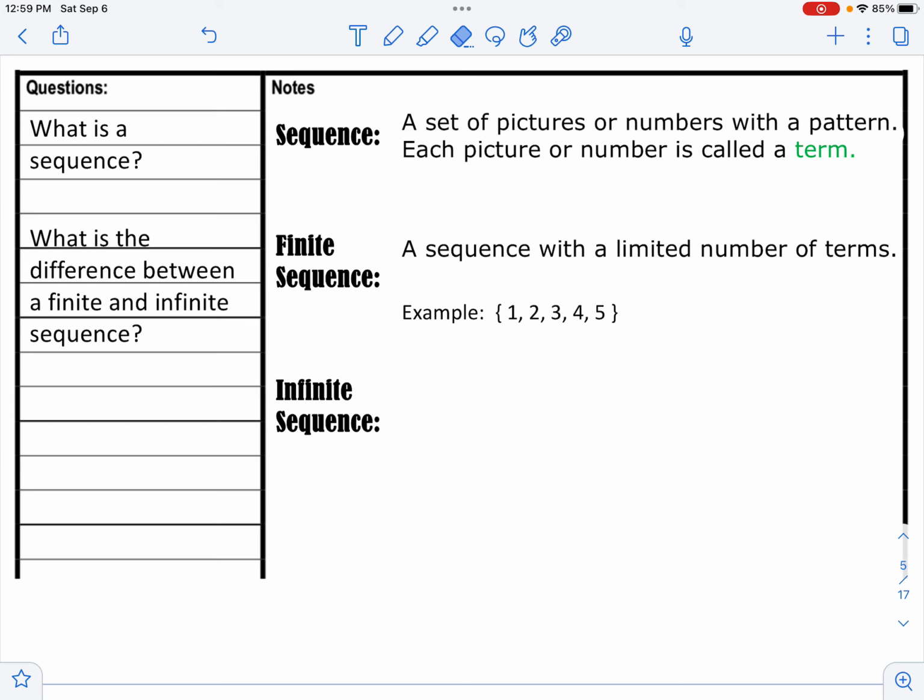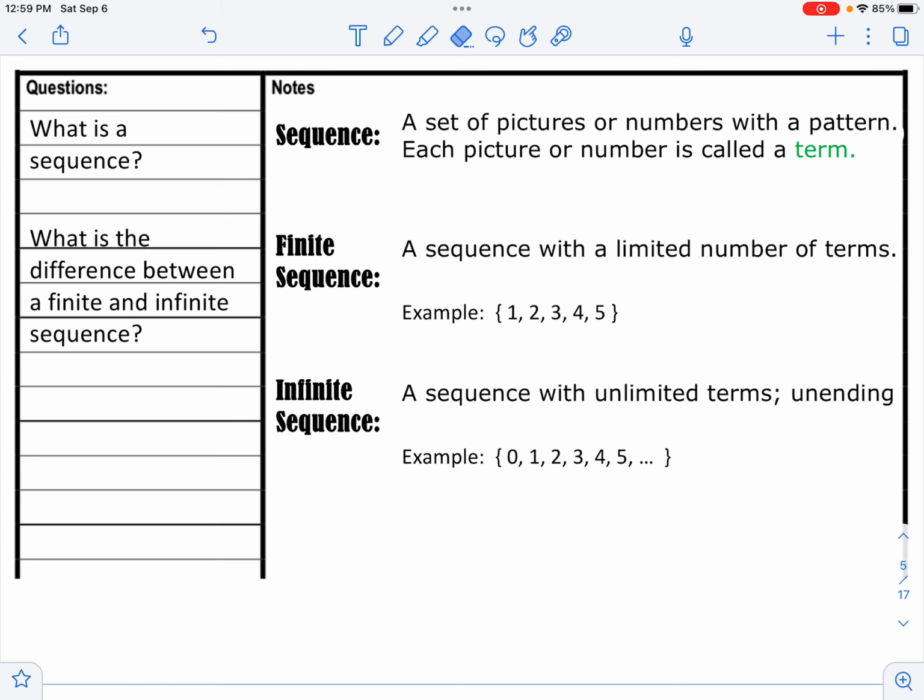An infinite sequence, though, is a sequence that does not stop. It's unending. So unlimited number of terms or unending. An example of this would be the set of whole numbers. This right here is the set of whole numbers. So 0, 1, 2, 3, 4, 5, all the way up to infinity, just keeps going. So it never ends. And you'll notice to indicate that, they'll put those three dots at the end to indicate that this continues to go. That's not here in this case.